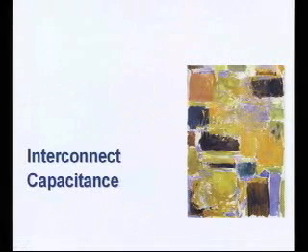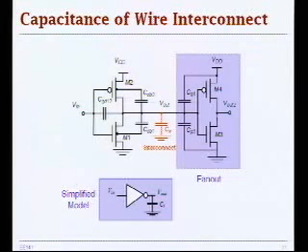So now let's look at each of these individual contributors to the wire model, and first understand where it's coming from, and second, see what kind of models we can use to analyze those parameters. So let's start with interconnect capacitance. This is the story that we had so far. We have really understood what's going on with all of these capacitances inside the transistor and so on.